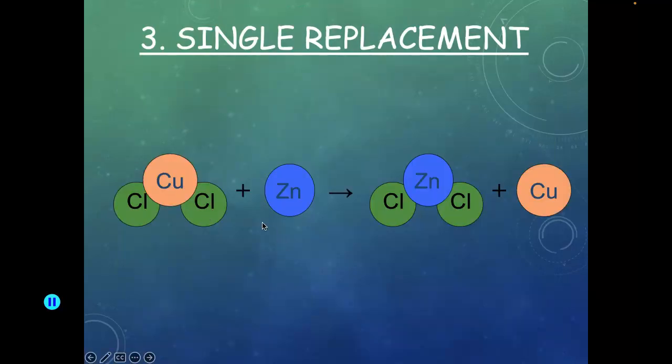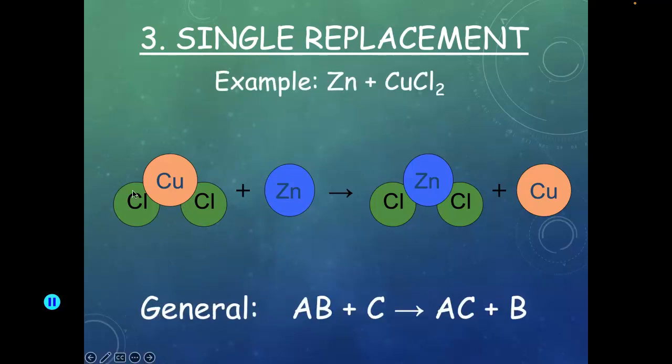The next type we have is what's called a single replacement reaction. And so with this, we have a compound, AB, and then we have an element, and we have partner switch. So these two switch places. The zinc bonds with the chlorine, and the copper ends up by itself as an element. Biggest thing we have to know here is that we're replacing with the same type.